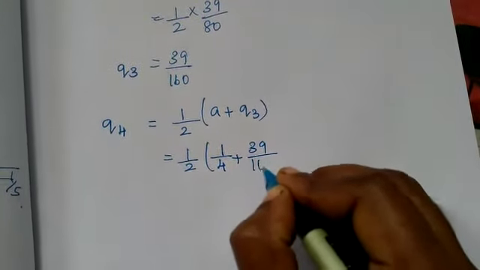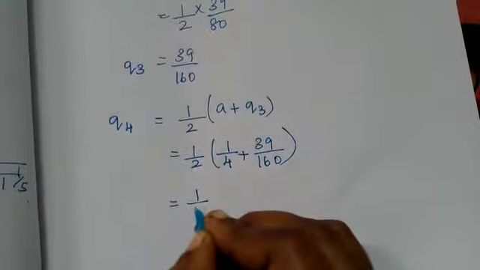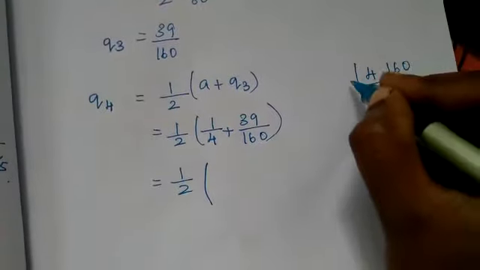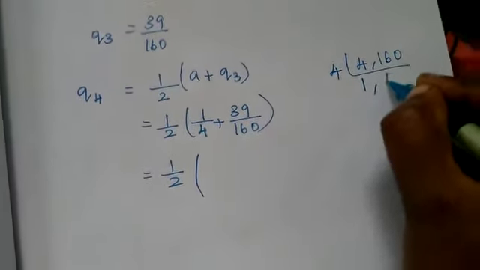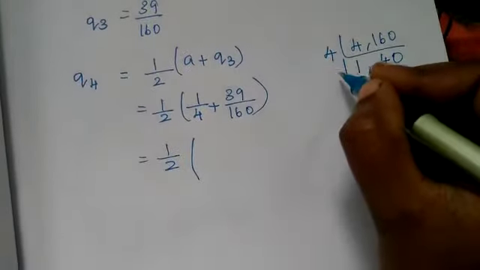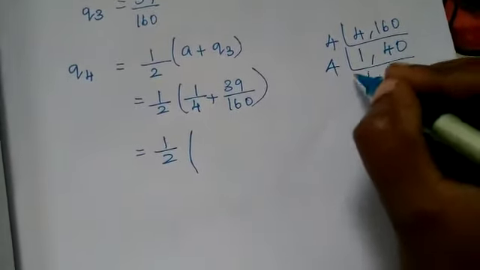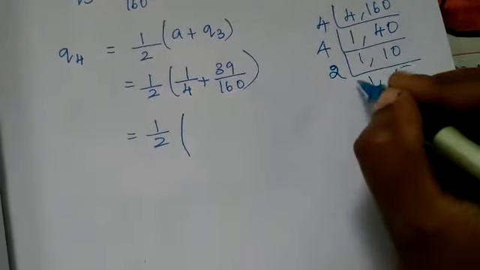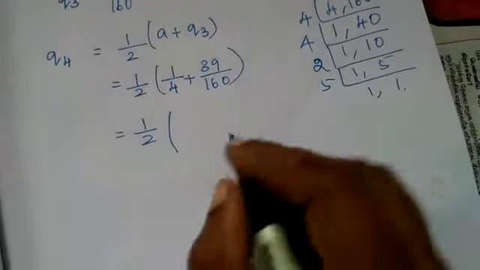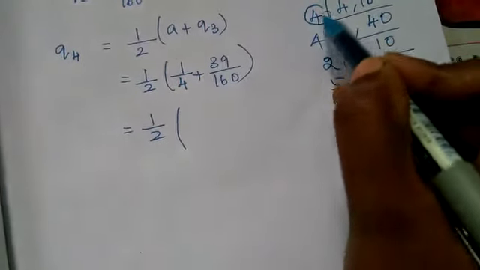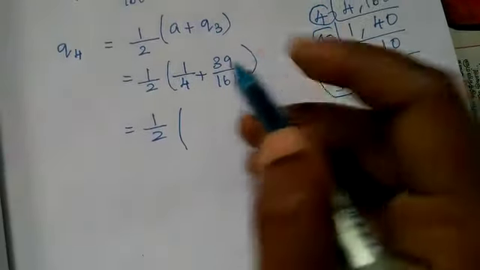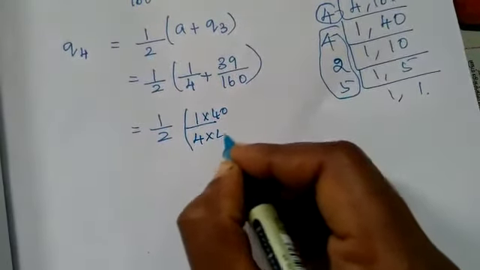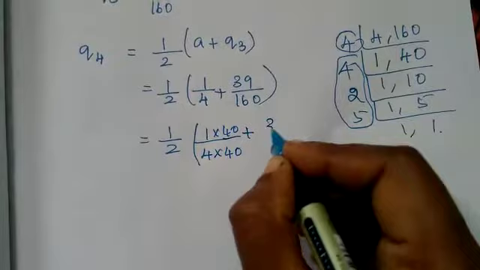Now can you add this? No, because the denominators are different, so we take the LCM. 4 and 160. 4 fours are 16. Here 4 is there, so the remaining number is 40. You want to multiply this number by 40, both numerator and denominator. 1 into 40 plus 39 is multiplied by 1.